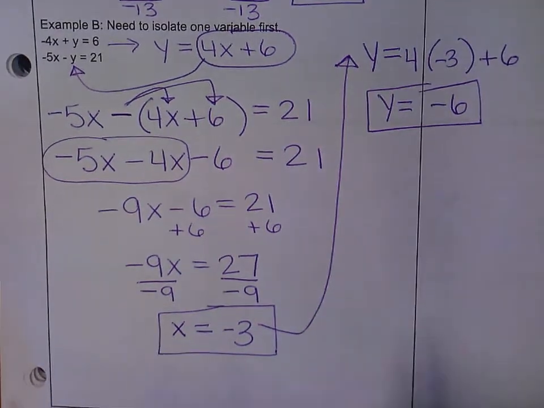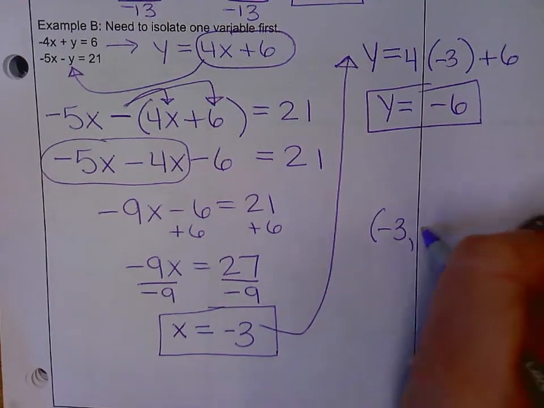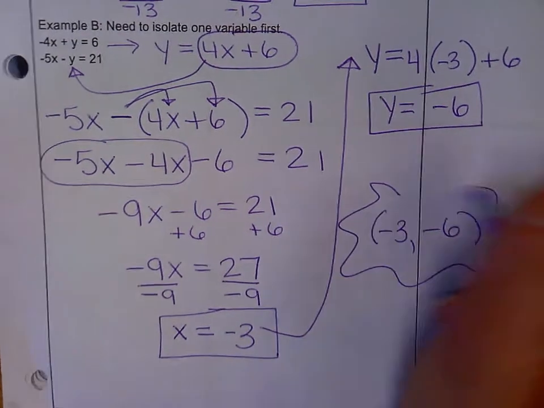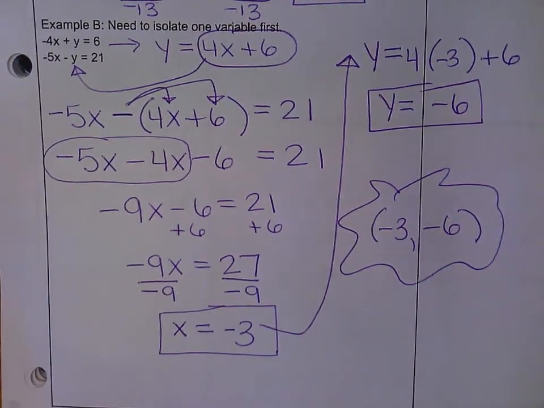I should write my final answer as the coordinate -3, -6, x, y. And we're going to see some examples where there's like, oh, there was no solution. Or, oh, there's many solutions. But these were just finding an intersection point algebraically.